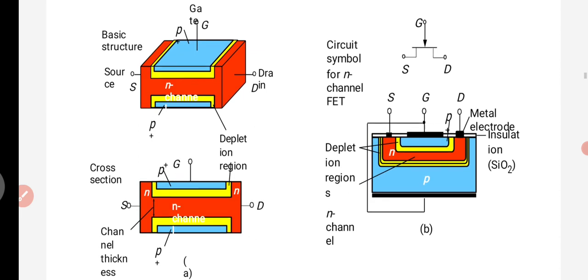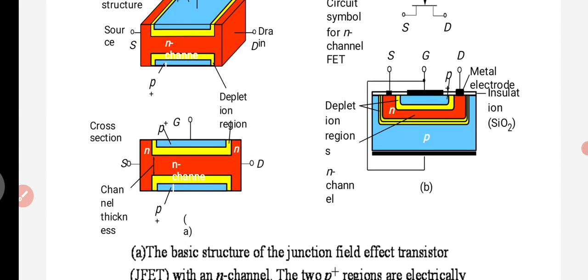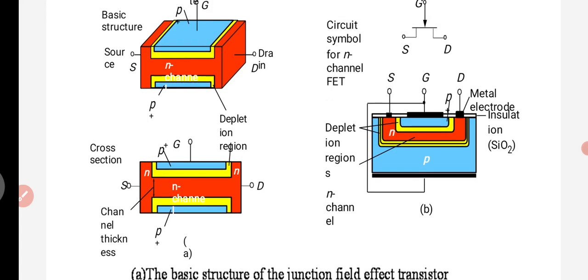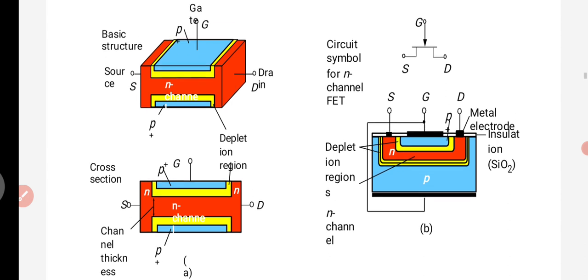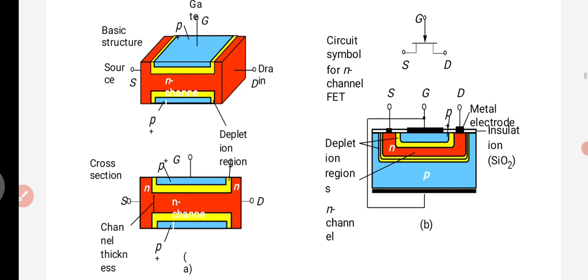So these are the basic structure and cross-sectional view of the junction field effect transistor, that is N channel, with the two P plus regions electrically connected. The symbol, at the same time, depletion region of N channel. So now go for the basic structure.